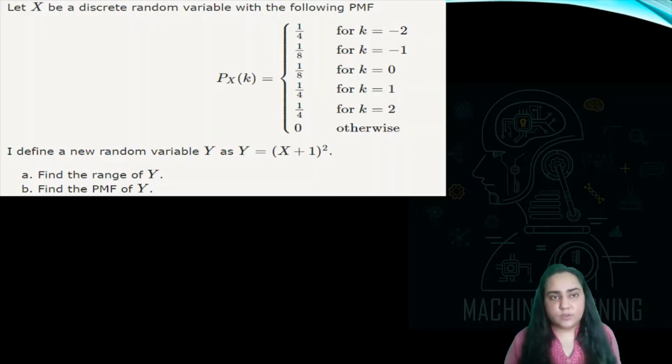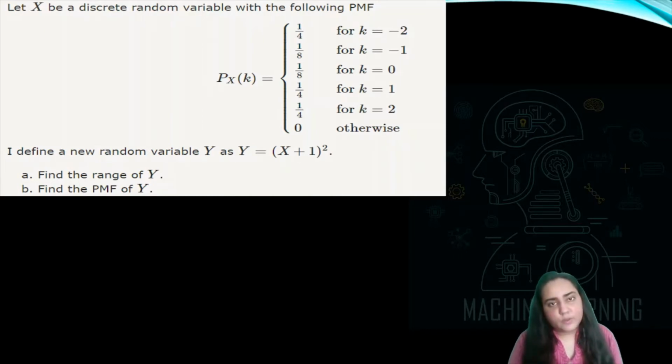Let x be a discrete random variable with the following PMF, and you're given some PMF for x. Now the question says that you are defining a new random variable y as y equal to (x plus 1) whole square. What you need to calculate is the range of y and also find the PMF of y. So let's take a look at this type of question.